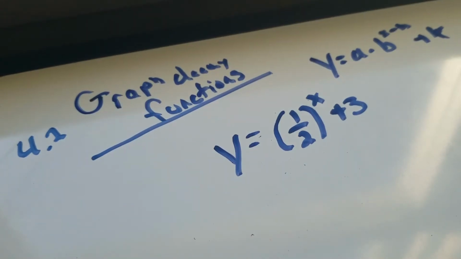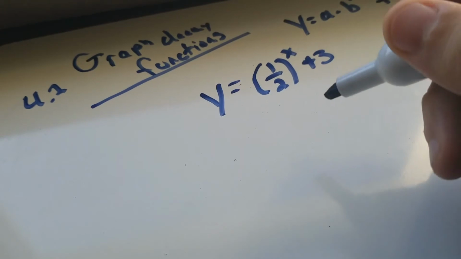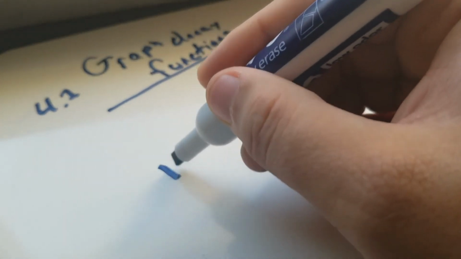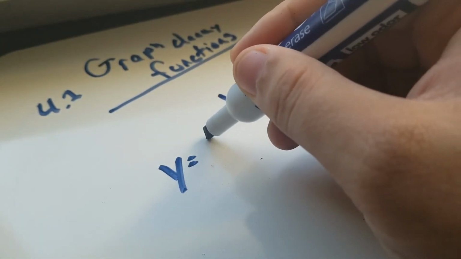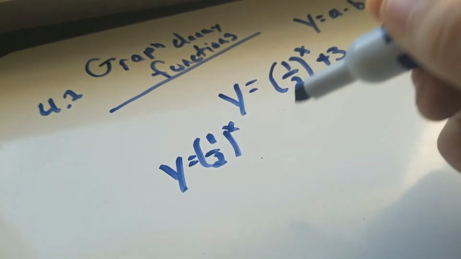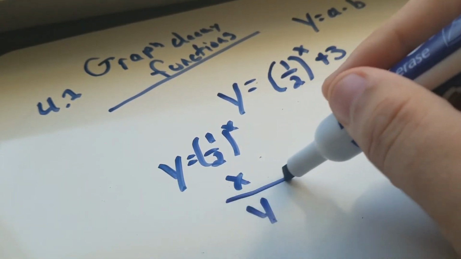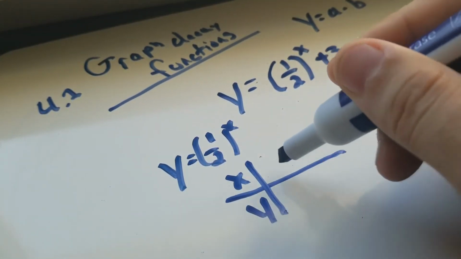All right, so that is the formula. So what we're going to do is point out any h's or k's. Now, what I'm going to do first is write the problem without the h and k. So this is going to be 1/2 to the x power. And let me make the table for that. So x, y. So step 1.